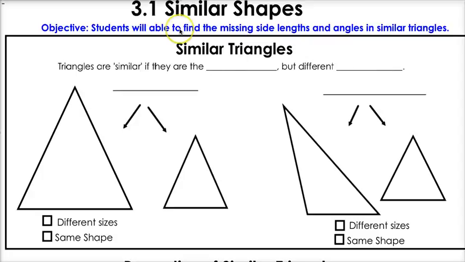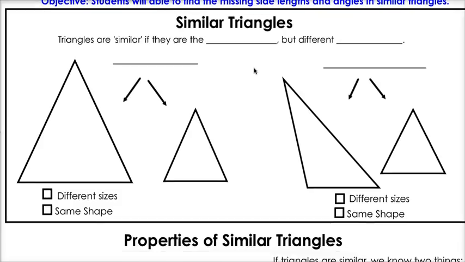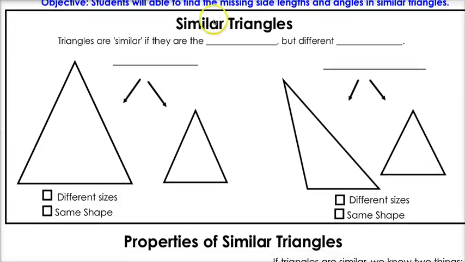Welcome to lesson 3.1, where we start our discussion on similarity. Now, in the last unit, you learned about congruence, and that's where two shapes are the same size and shape. Similar triangles and similar shapes are the same shape, but they're different sizes. Put another way, they have the same angles, but different side lengths. All right? So let's talk about this.